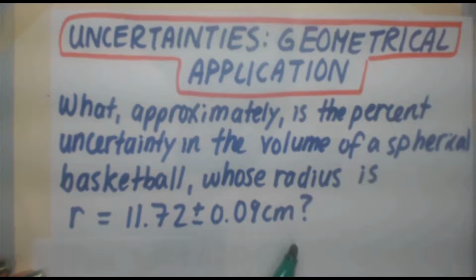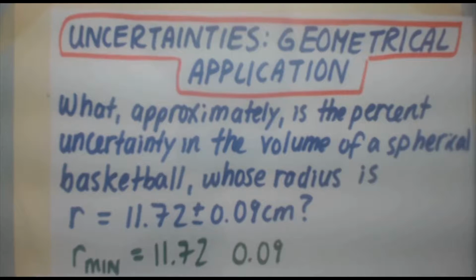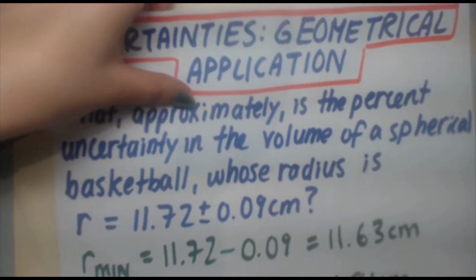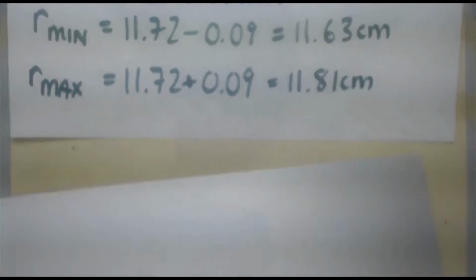We first have to look at the ranges that the radius can be. The radius can have a minimum value of 11.72 minus 0.09, and it can have a maximum of 11.72 plus 0.09. So the max value can be 11.81 centimeters, and the minimum value can be 11.63 centimeters. So there are your max and min values.